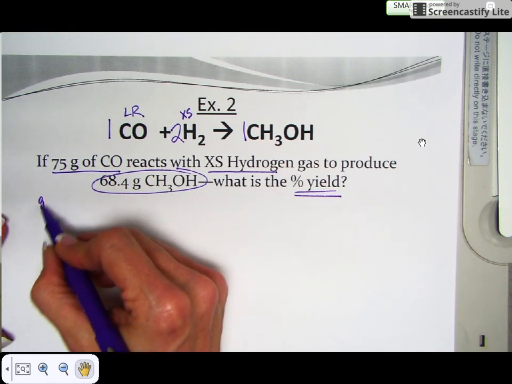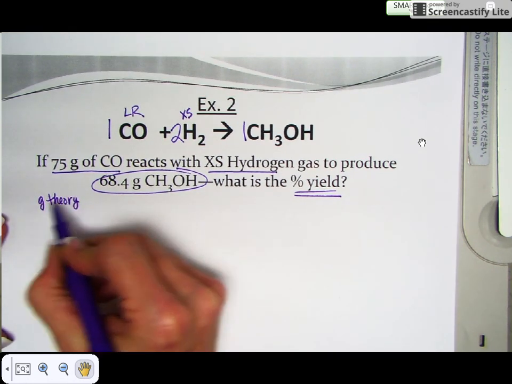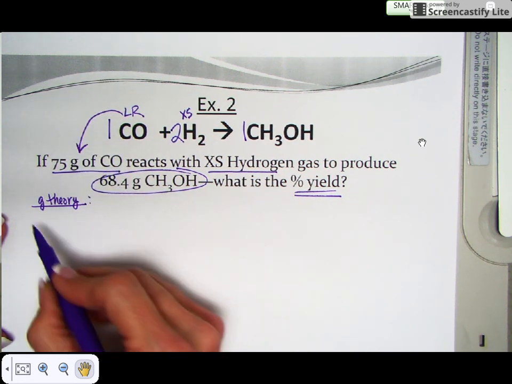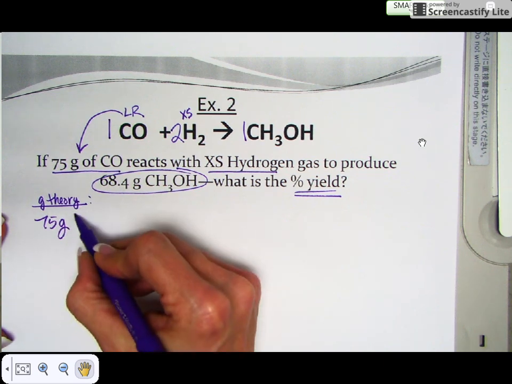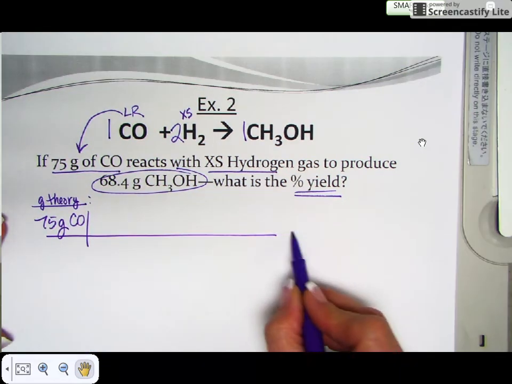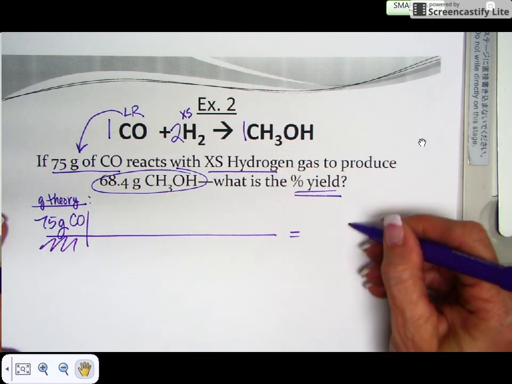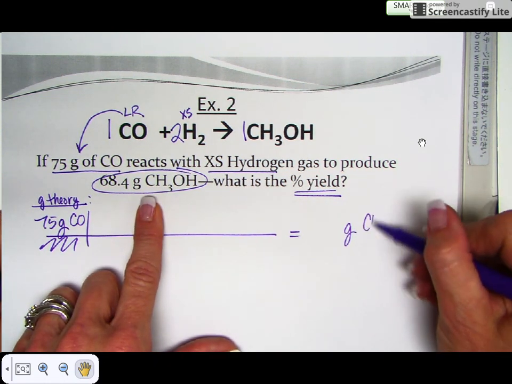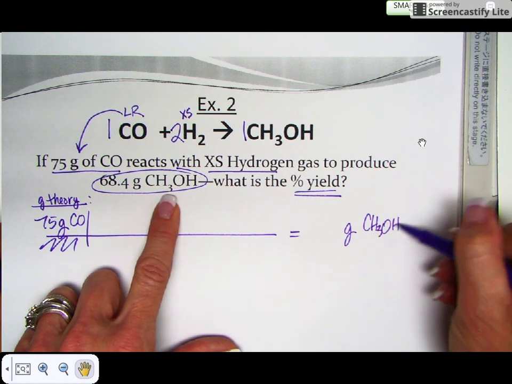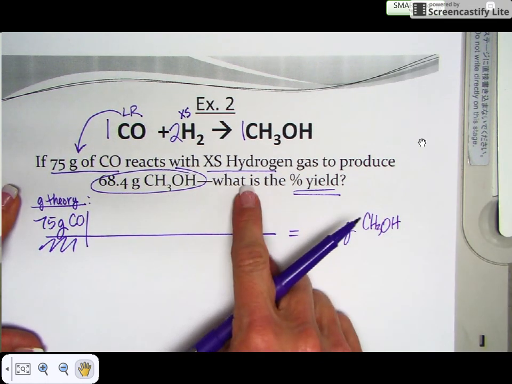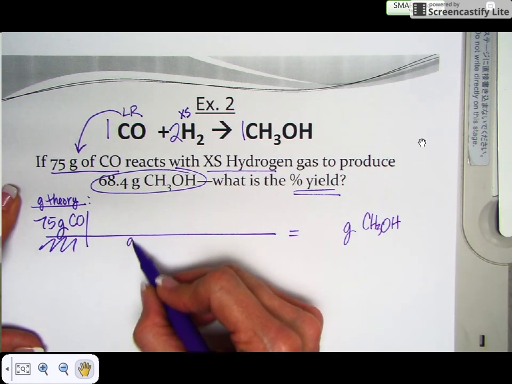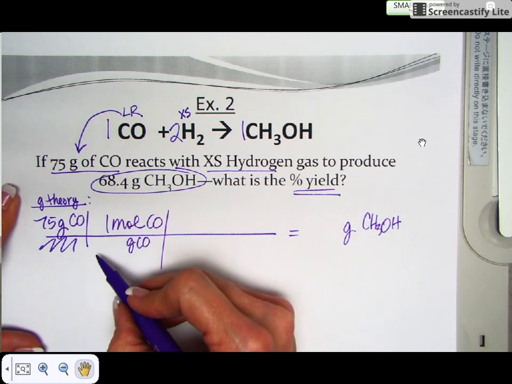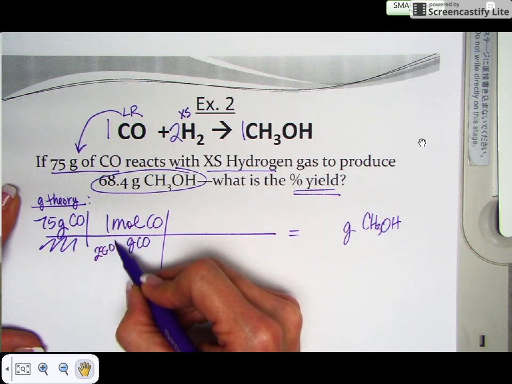So let's find grams theoretical first. Remember to start with your limiting reactant, which is 75 grams of CO. And we're going to convert that to grams theoretical of the CH3OH. That's the compound we know the grams actual for. So we need grams of CO on the bottom. This is our molar mass of carbon monoxide, and the molar mass of that is 28.01.